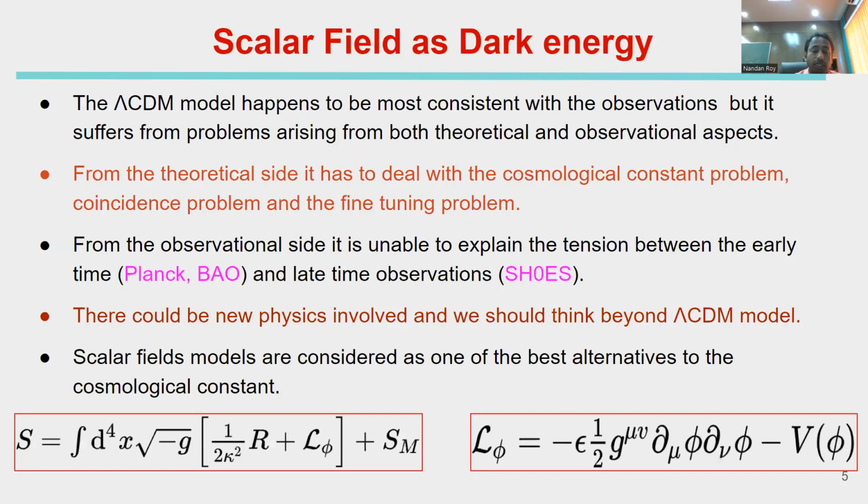The second popular choice is the scalar field as dark energy, in which people consider both minimally and non-minimally coupled scalar fields. Here we will be considering a minimally coupled scalar field. In our setup, both the phantom and the quintessence scalar fields are incorporated in a single setup.